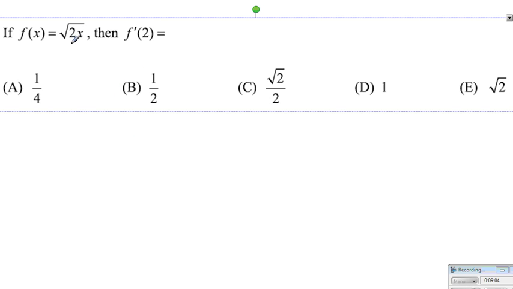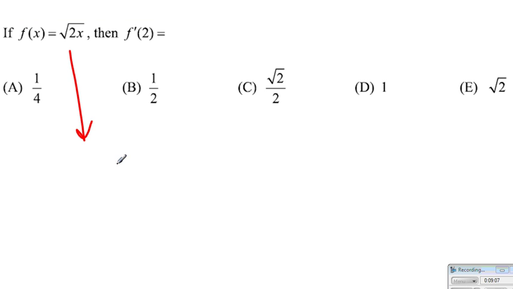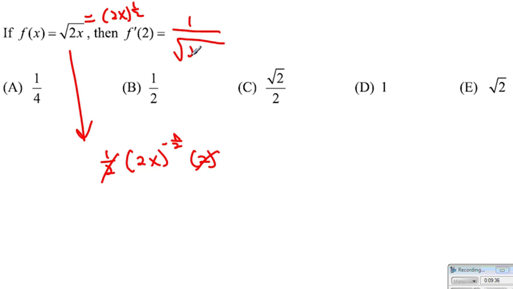Now here we have to take the derivative of this. If you have to take the derivative of that, because we can assume that this one is equal to (2x) to the 1/2 power, then we end up getting 1/2 times (2x) to the negative 1/2 power multiplied by what's inside, the derivative of 2x. The 2 cancels out with this one. So what we end up getting is, because of the negative, 2 times, in place of x we gotta plug in 2, so we end up getting 1 over 2.